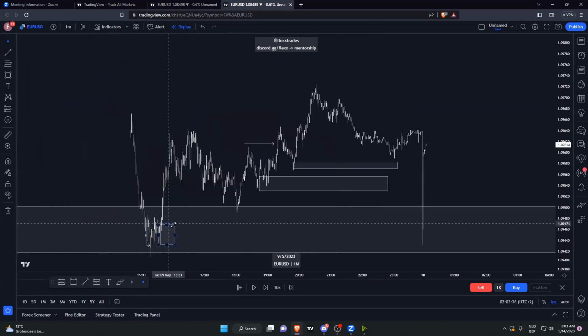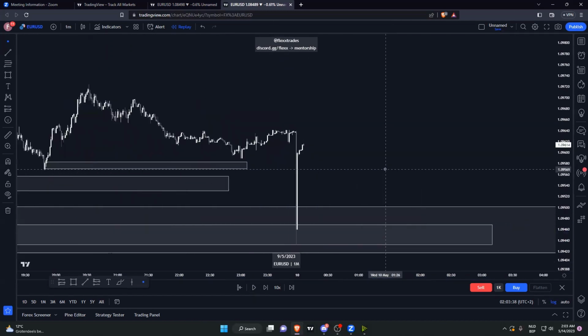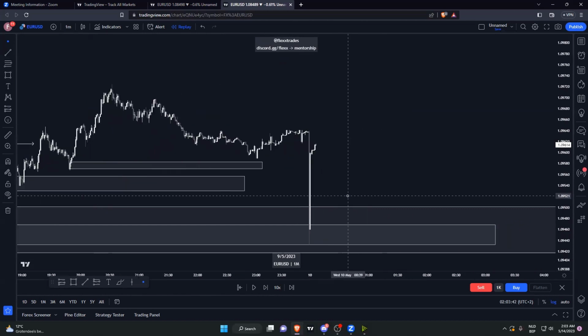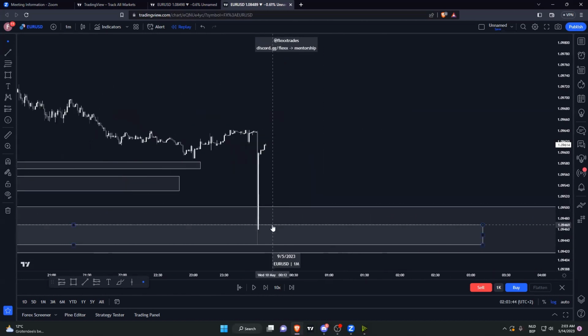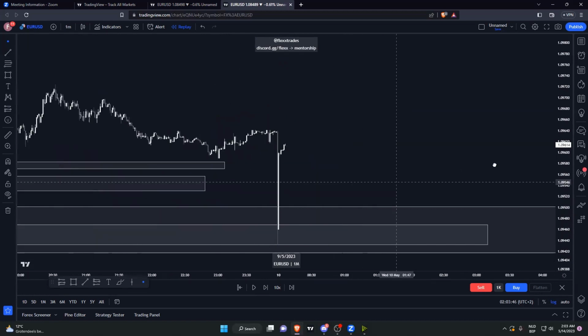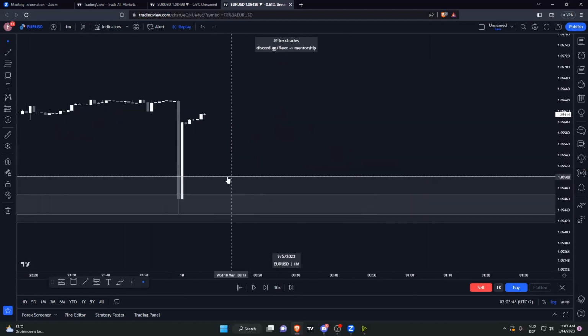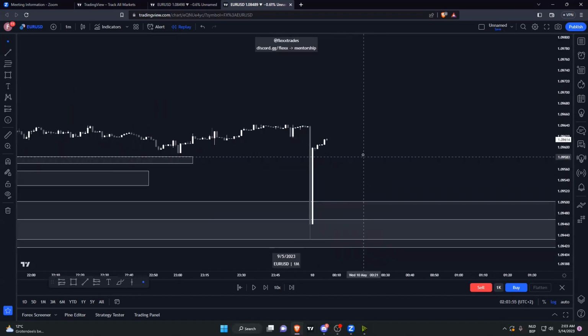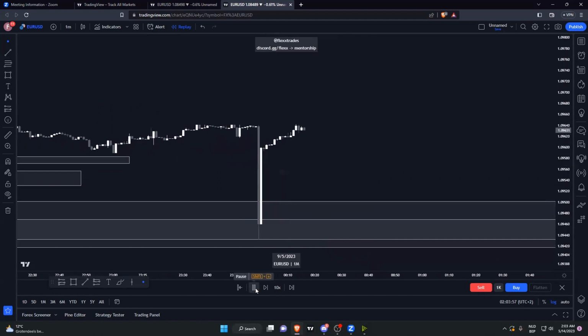Wait. Wait. This just happened. Yeah, there's no way I'm catching that. There's no way I get an entry with a spread like 50. So that's not counting.